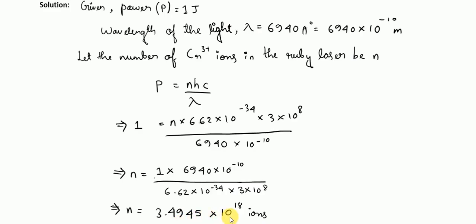Now to summarize, we found that to produce a single 1 joule pulse of light with a ruby laser at the wavelength 6940 Angstroms, we would need at least 3.4945 times 10 to the power 18 ions. This calculation shows us the incredible number of ions working together to produce the powerful laser beams inside this ruby laser. Now using the same formula, we can calculate the number of ions in a laser pulse.